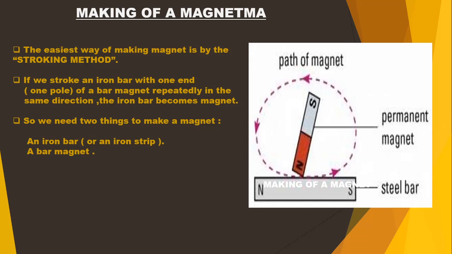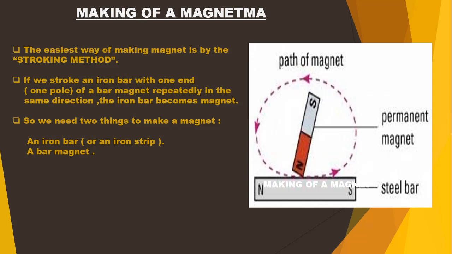a bar magnet, repeatedly in the same direction, as you have seen in the picture provided in the slide, the magnet is following the same pathway, and then ultimately the iron bar will become a magnet. Thus, for this activity, we need two things to make a magnet: an iron bar, or you can take an iron strip also, and a bar magnet. And the method of making the magnet is simple.